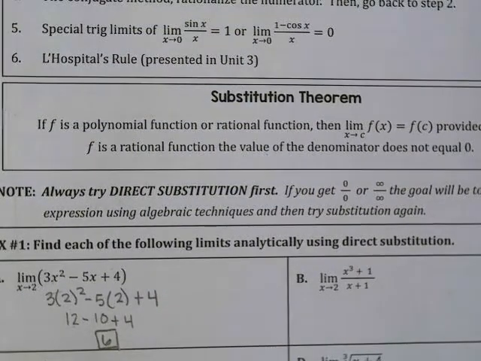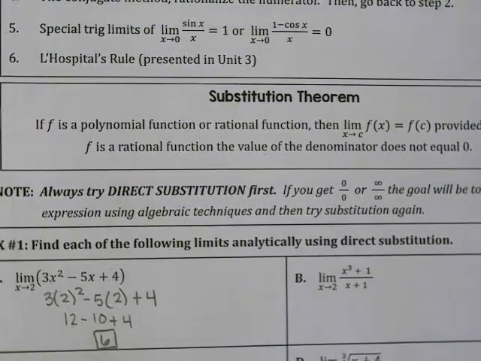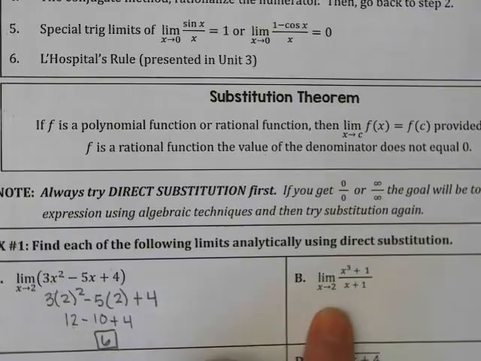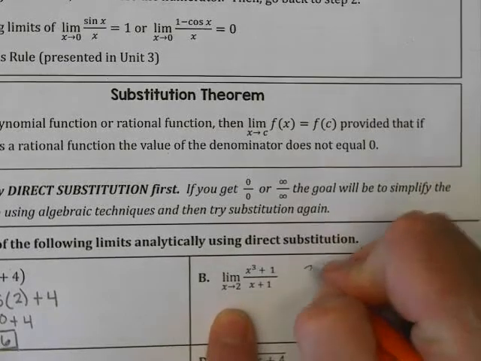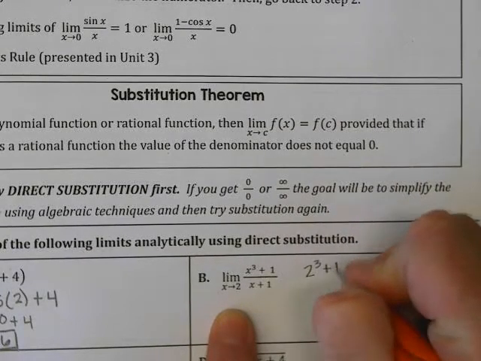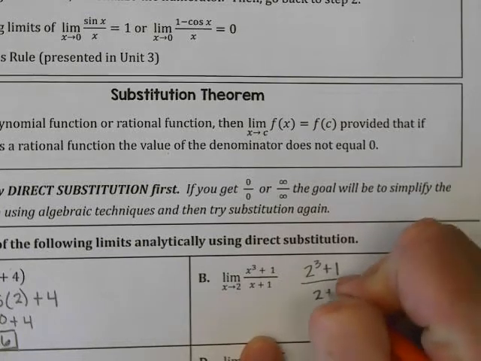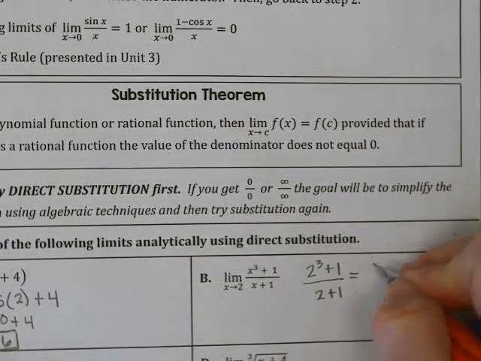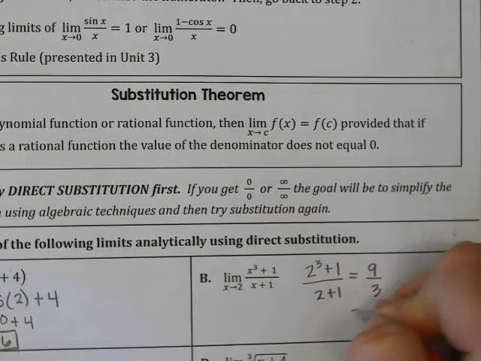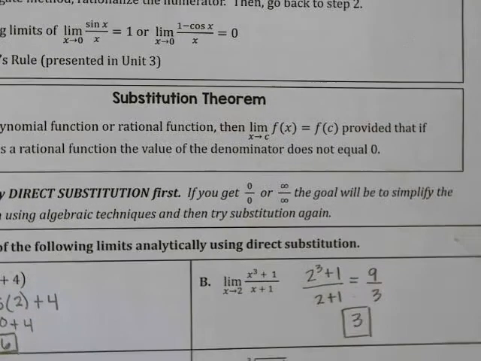Okay, so just like if we were making a t-chart. As x approaches 2, well, let's find the y value. Let's just plug it in. 2 cubed plus 1 over 2 plus 1, 9 over 3, it's 3.